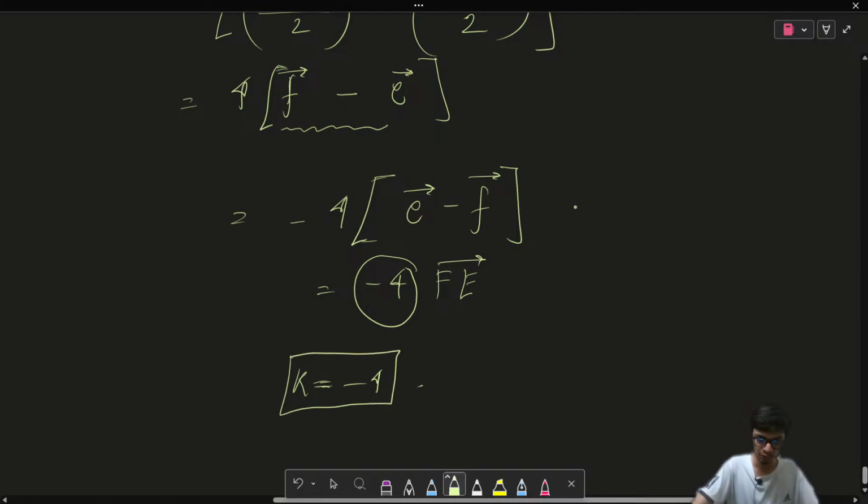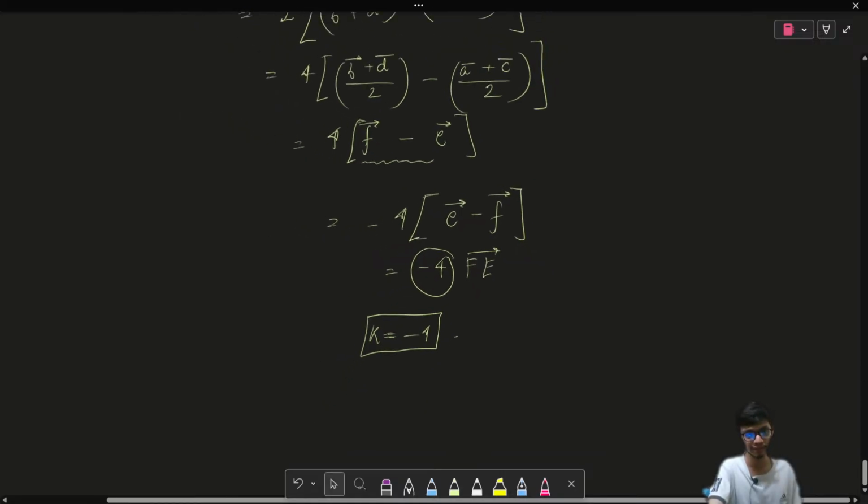I hope this is clear to all of you. Is this part clear to all of you? Please let me know, is this part clear or not? Okay, so this is how you solve questions on basics of vector algebra, right?